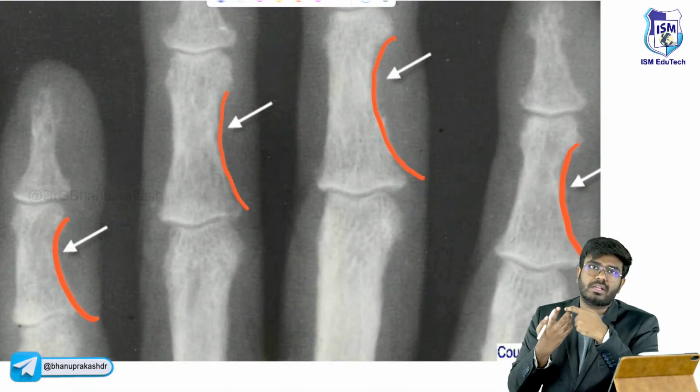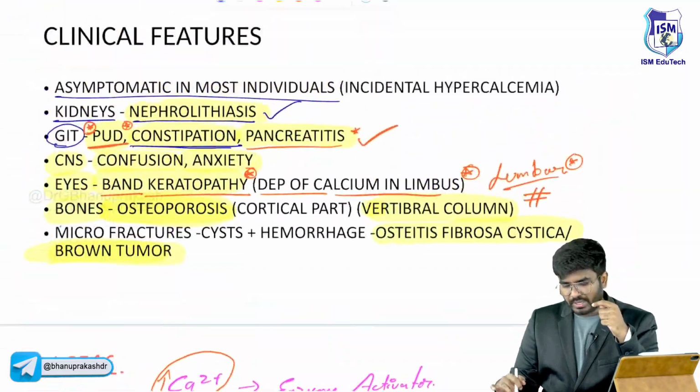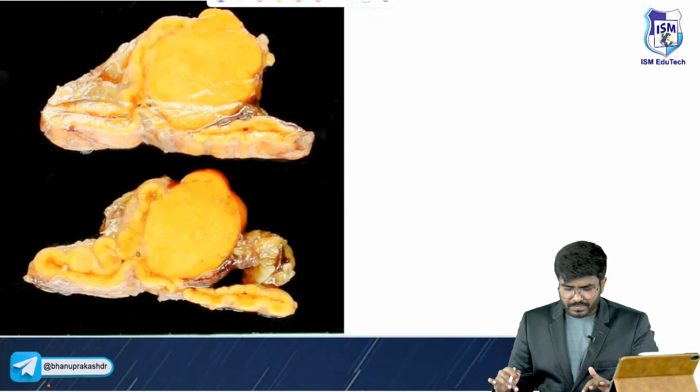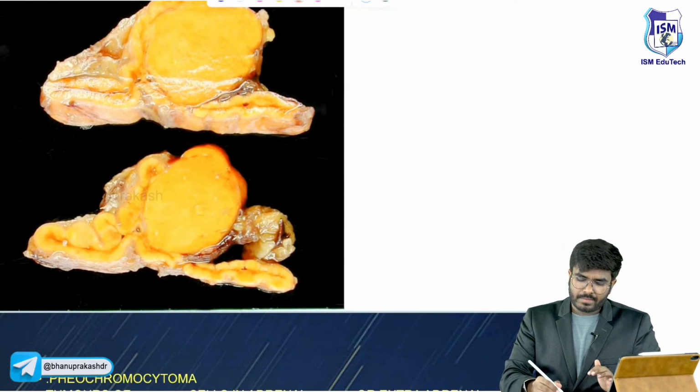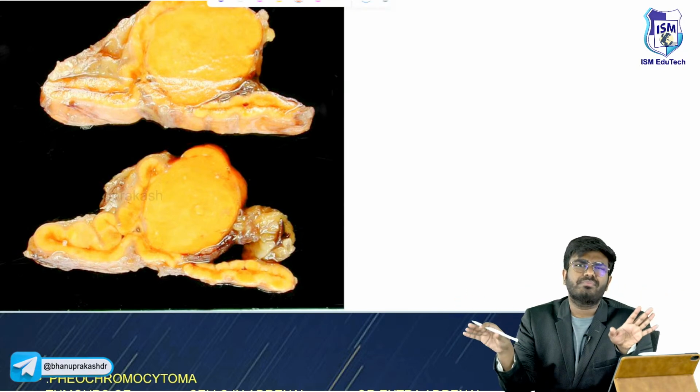Here you can see the concavity in the radial side of the bones, and keratopathy. Okay, all these are the image based questions which are needed for your exams. Done, sir. Now after this, let's discuss the adrenal disorders from here. The topics will be very easy, simple.